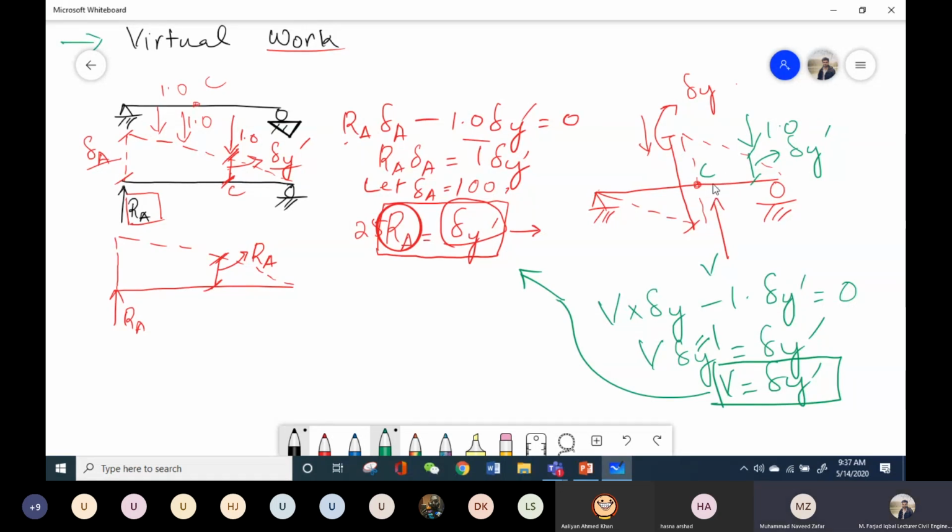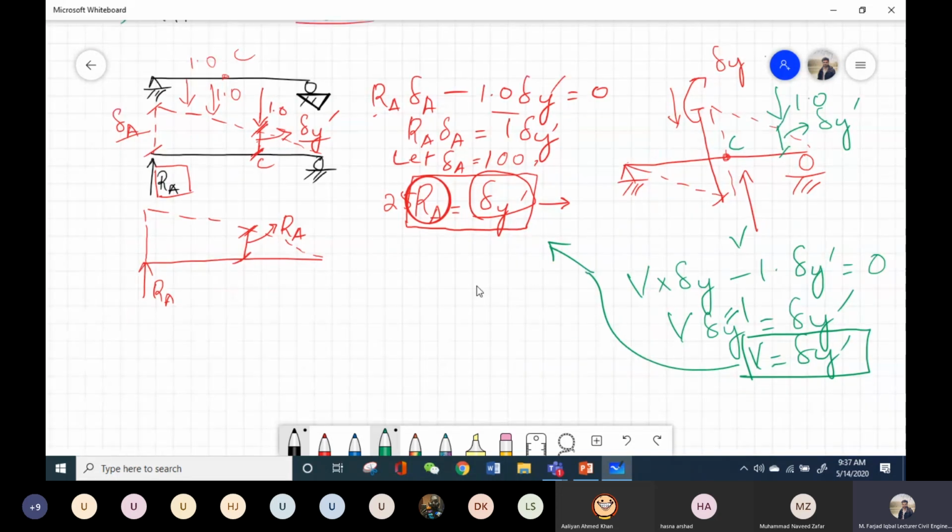So in this case also, you can see that the shear force at this point is equal to the deflection, and this is basically our concept of ILD. If I want to get the component of ILD at this point, I will simply put the unit load or UDL or point load at this point. I will calculate the shear force at this point, and this will be the component of ILD for shear force at this point.